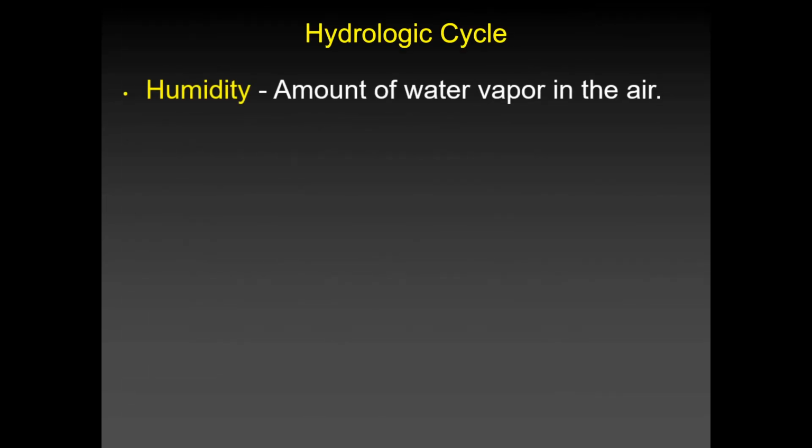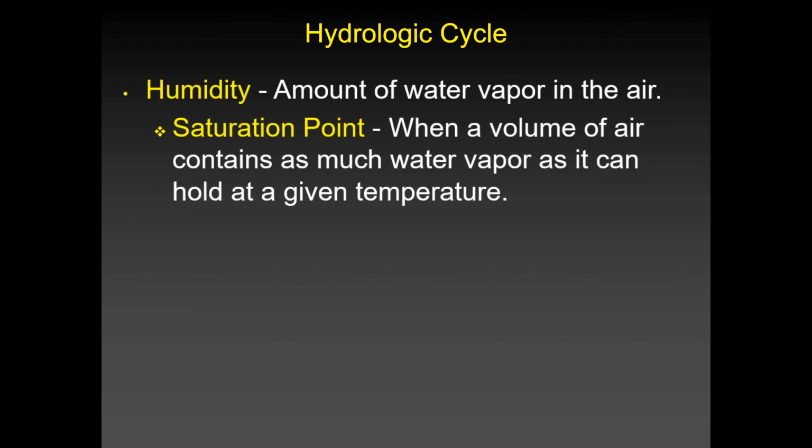Hydrological cycle: humidity, or the amount of water vapor in the air. We've all heard about humidity. It's just the saturation level, 0 being no water in the atmosphere, 100% being full saturation of the atmosphere. Once you go over 100%, that's when you start to end up with rain. The saturation point is when a volume of air contains as much water vapor as it can hold at a given temperature. So think about a sponge or a paper towel, right?